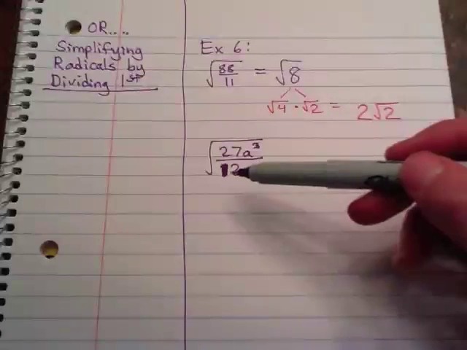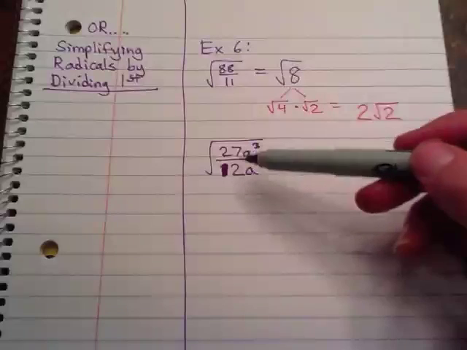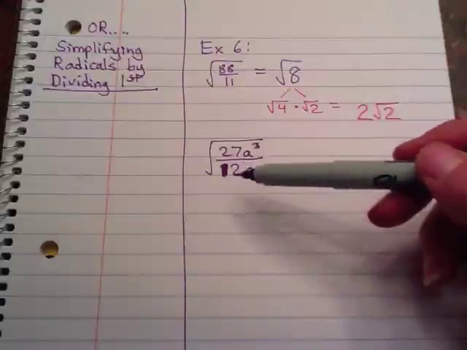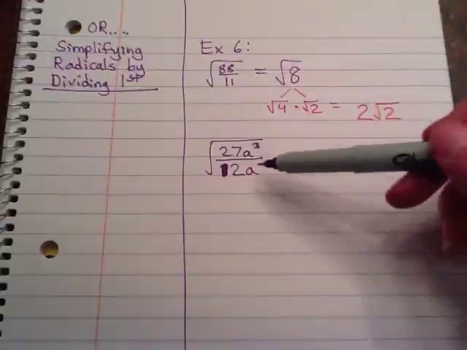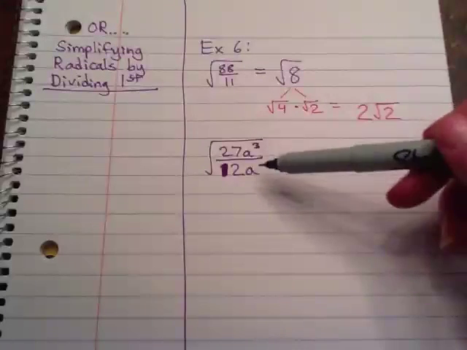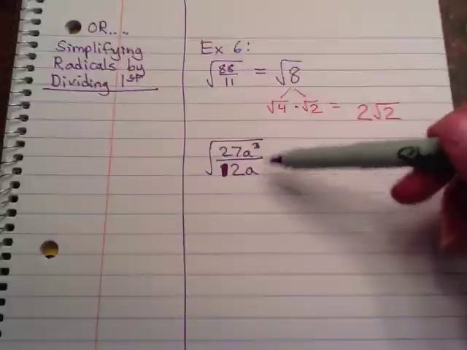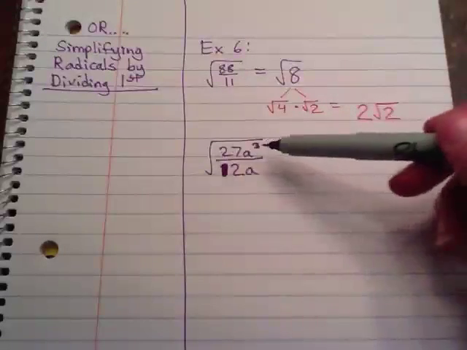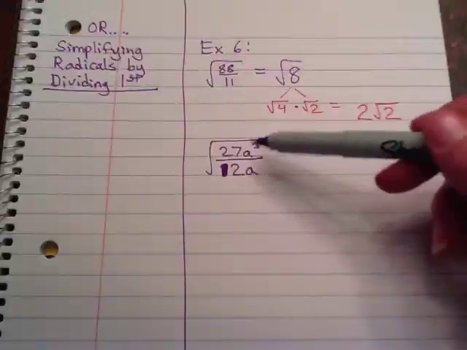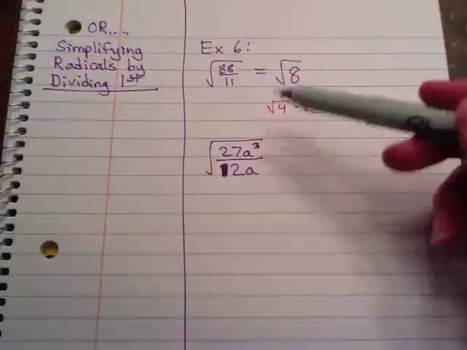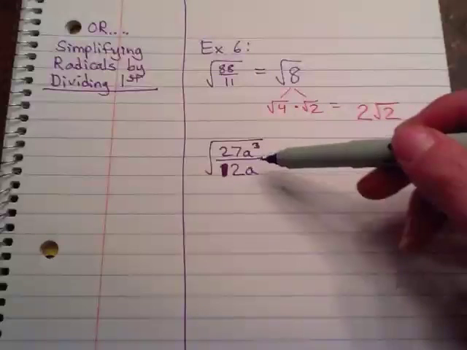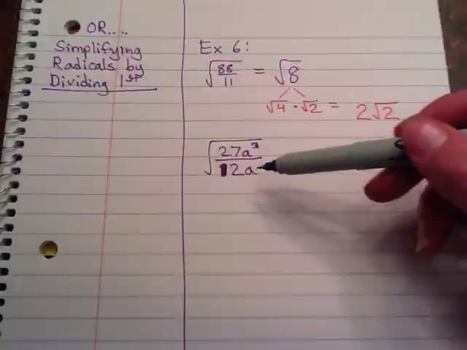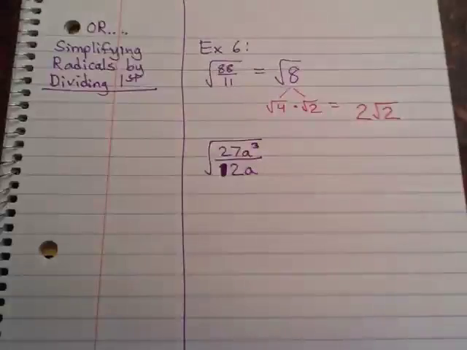I also notice there's a common factor between 27 and 12, so I could reduce this fraction before I try to simplify any further. And as we learned in chapter 7 with our exponents, I can also simplify the a cubed and the a. They're both underneath the square root. If these weren't both under the square root, I would not be able to simplify that. You can only simplify if they're both on the outside of it or if they're both on the inside. Otherwise, you can't start canceling things.